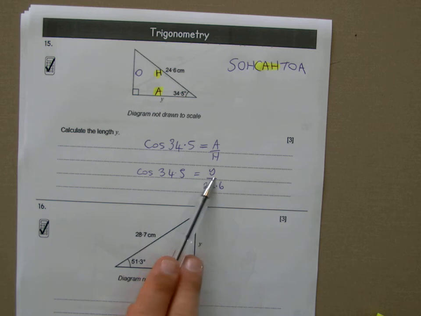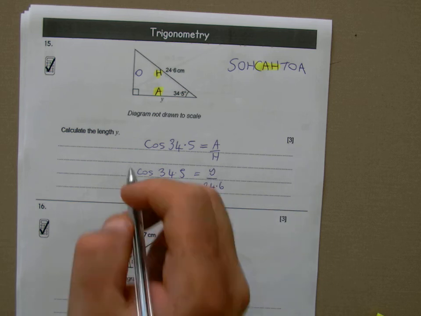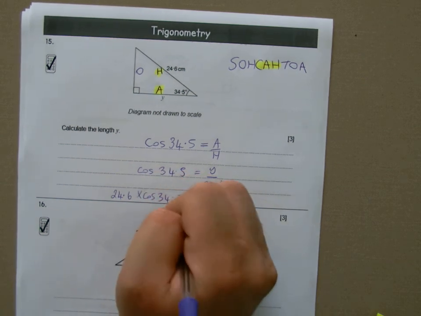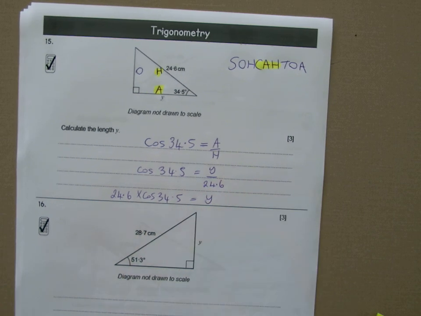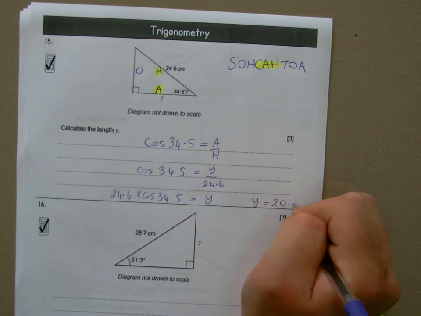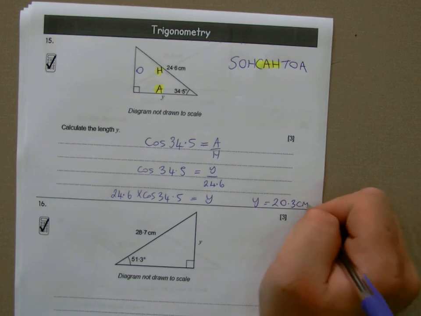Last step then. I want to work out what Y is. I want Y, but I'm dividing by this 24.6, and because I'm dividing by it, let's take it over the other side. And when you take something over, you do the opposite. So because we're doing Y divided by this, if I take it over, I'm going to be multiplying, aren't I? So 24.6 times cos 34.5, and I'm left with what Y is. So take it over and multiply. On my calculator, 24.6 times cos 34.5 comes out to be 20.3. Okay, 20.27 actually, but that will round to 20.3 to one decimal place.